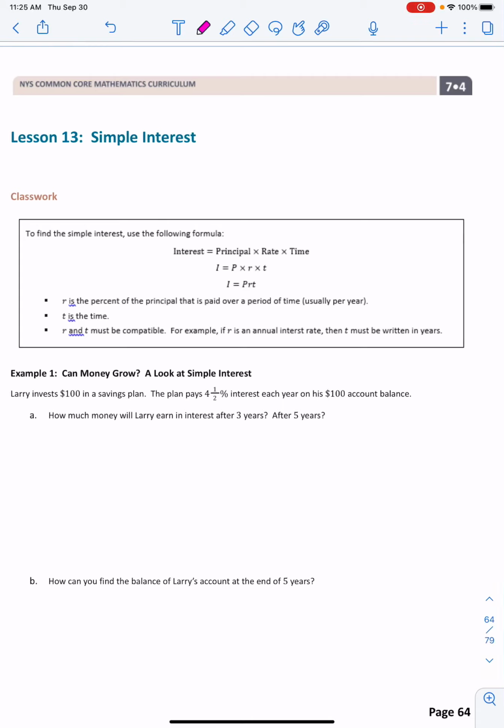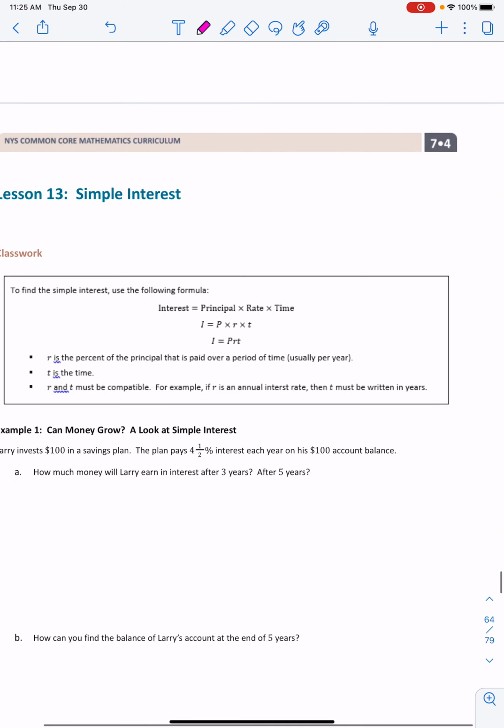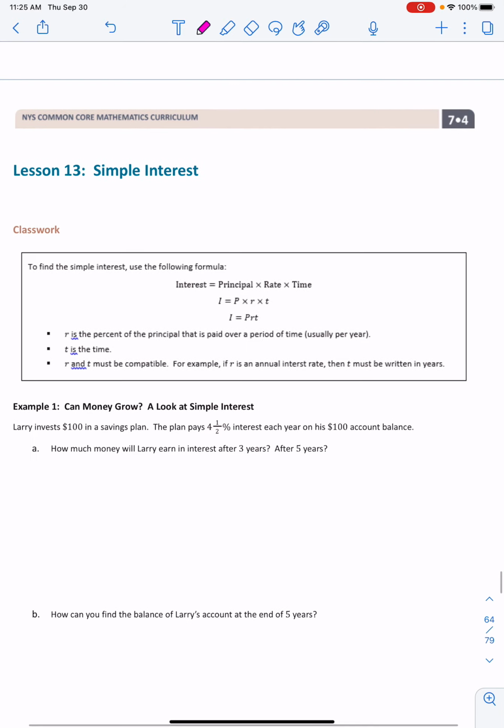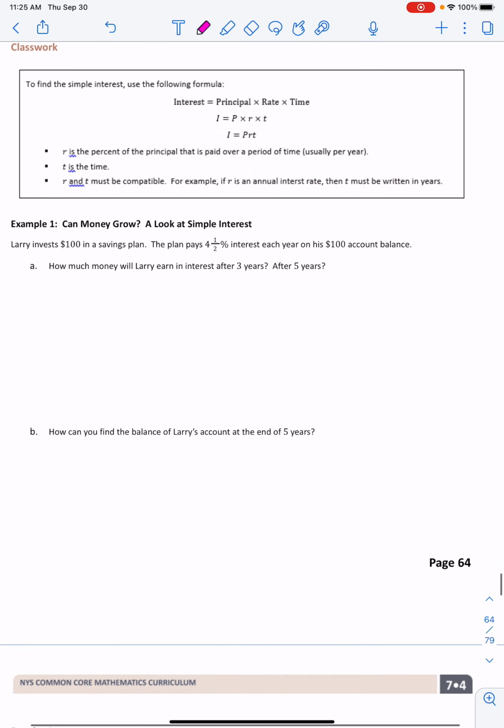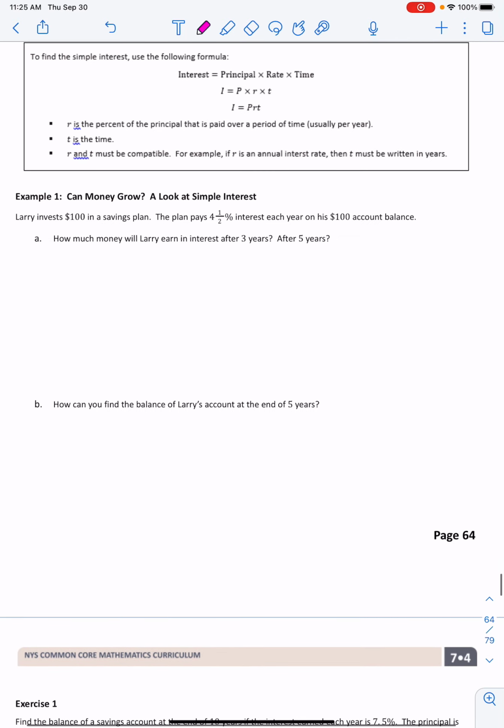Lesson 13, simple interest. To find simple interest, we use a formula, and it's I equals P times R times T, where I equals interest, P equals principal, R equals rate as a decimal, and T equals time, as per year. So Larry invests $100 in a savings plan.